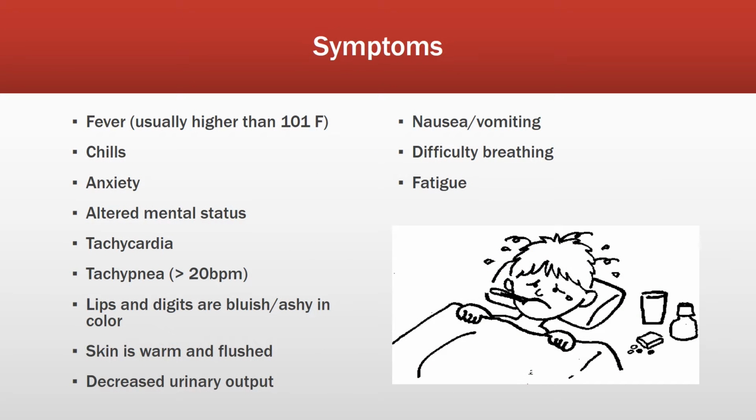Some symptoms include a fever, usually higher than 101 degrees Fahrenheit, chills, anxiety, altered mental status, tachycardia, and tachypnea with greater than 20 breaths per minute. Lips and digits will be blue or ashy in color. Skin is warm and flushed. Also decreased urinary output, nausea, vomiting, difficulty breathing, and fatigue.